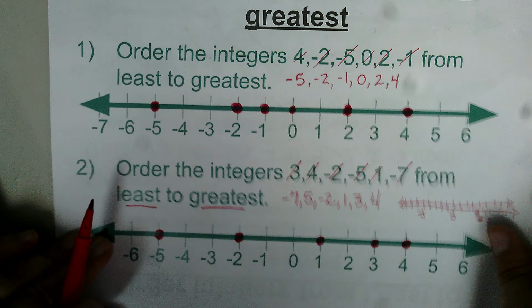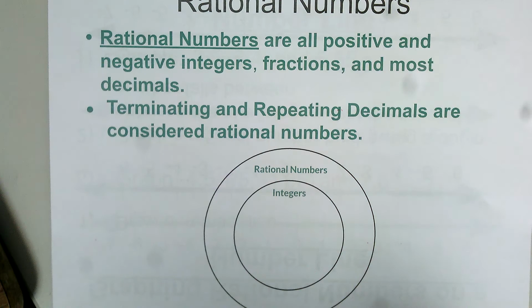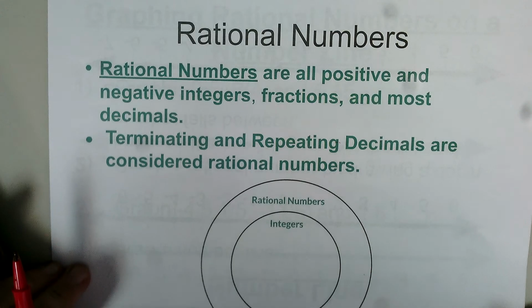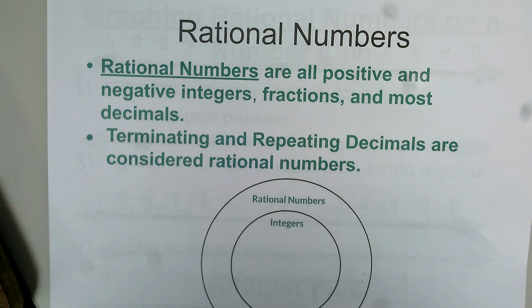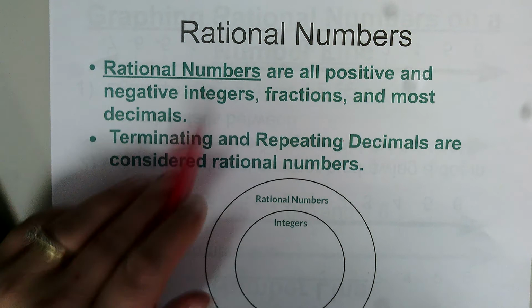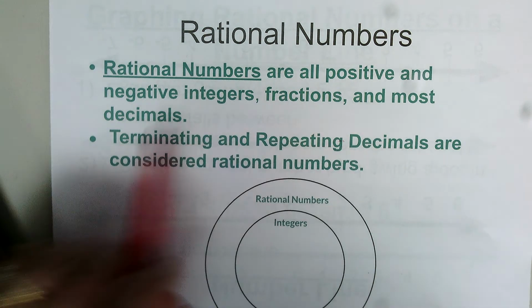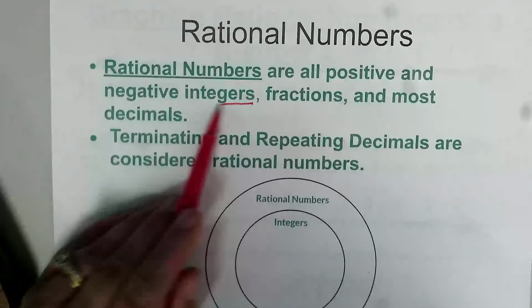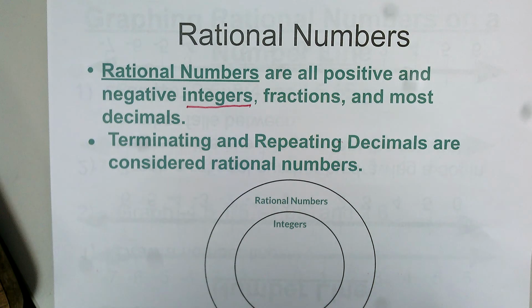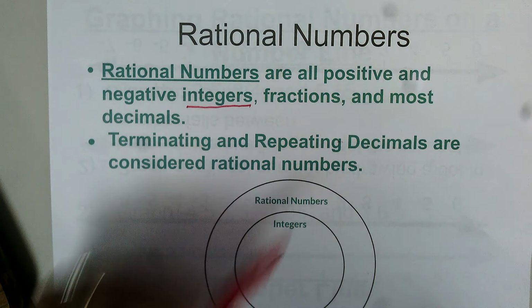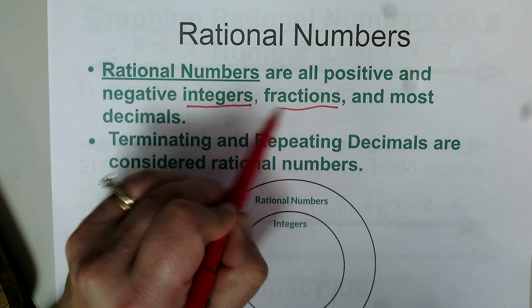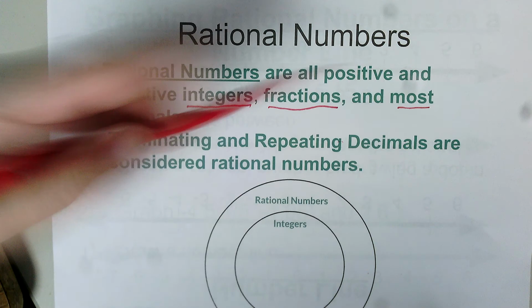All right. Next slide. All right, so we've talked about integers, but now we're going to talk about all rational numbers. Okay? Rational numbers are all positive and negative integers. Okay, so we just talked about integers. All positive and negative integers, but they're also fractions and most decimals.